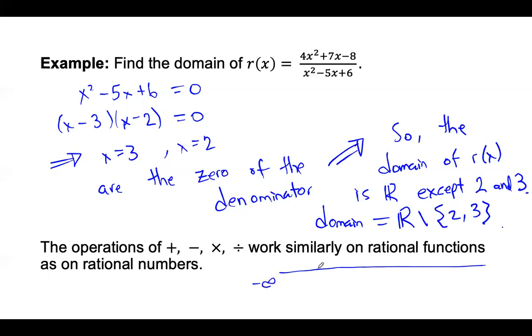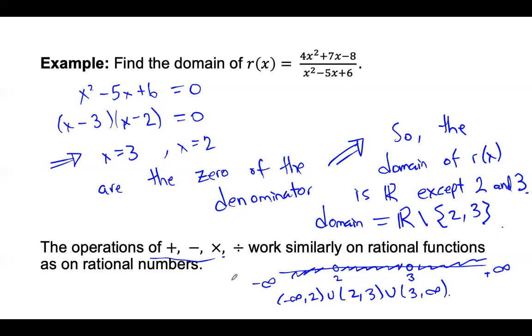This is negative infinity, 2, let's say 3, all this area, all this area, all this area. So it goes from negative infinity to 2, union 2 to 3, union 3 to infinity. So this is nothing new. We've done this before. And these operations like addition, subtraction, multiplication, division, work basically the same way on rational functions, similarly to how we did them on rational numbers. So nothing new there.